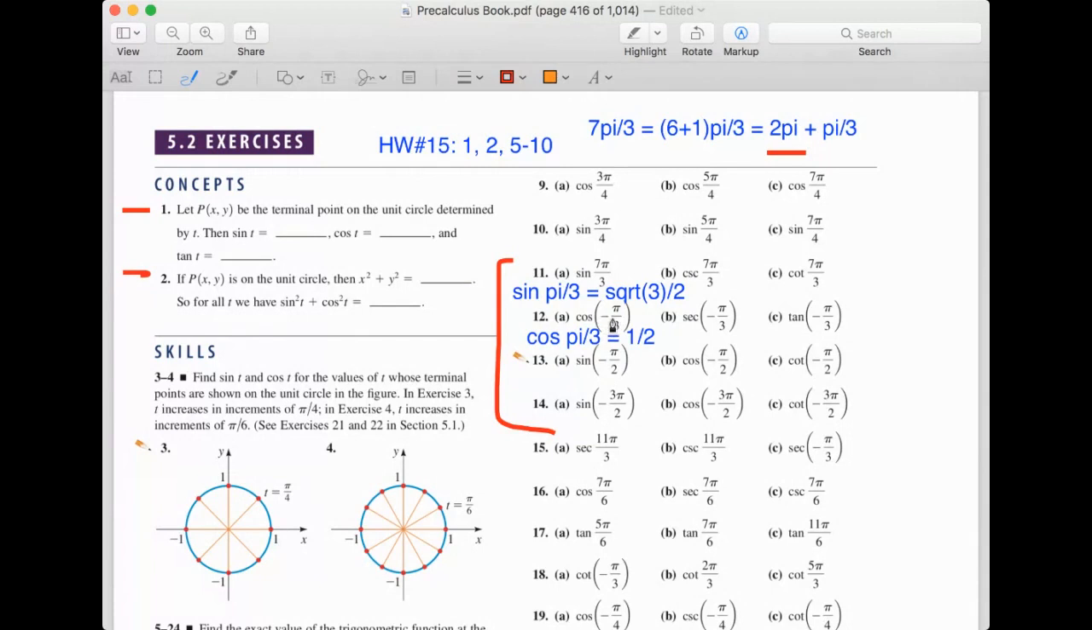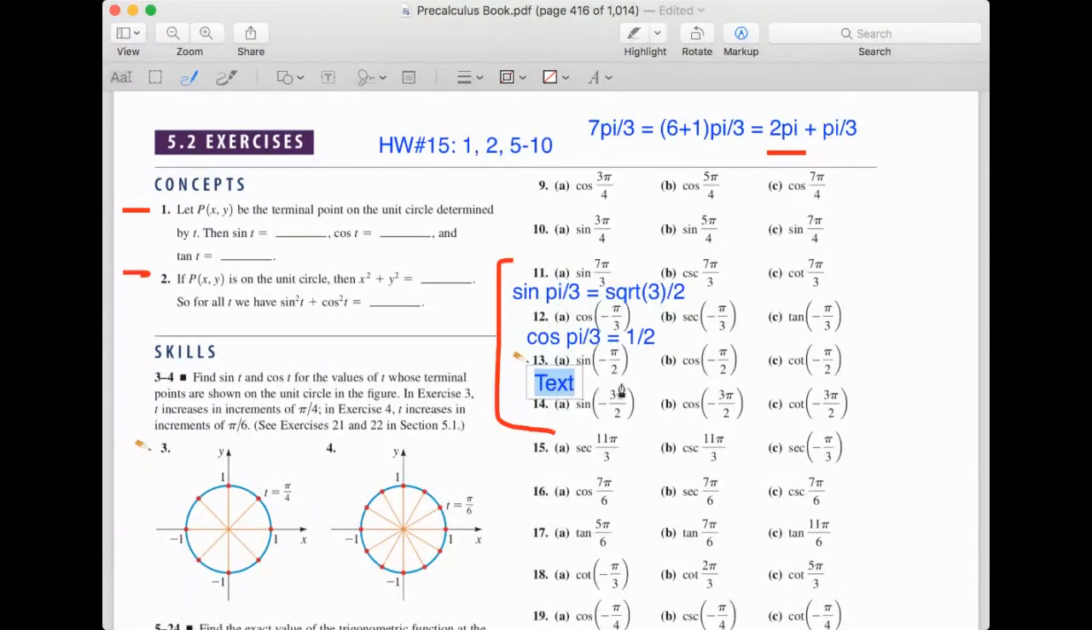So negative pi over 3 is in the fourth quadrant. In the fourth quadrant, cosine is positive. And the triangle we look at, the reference angle is pi over 3. So cosine negative pi over 3 equals positive cosine pi over 3 equals a half. Now let's look at 13.